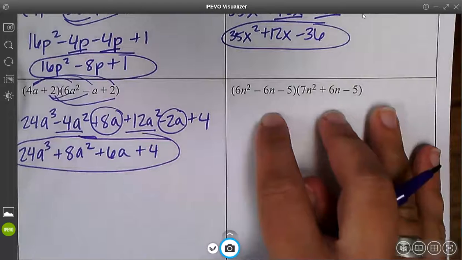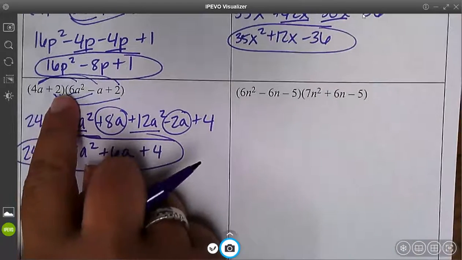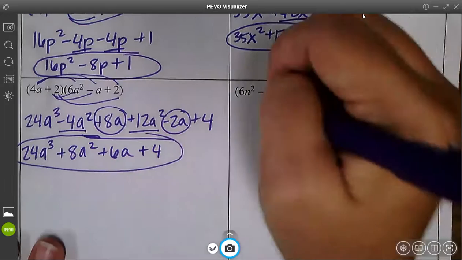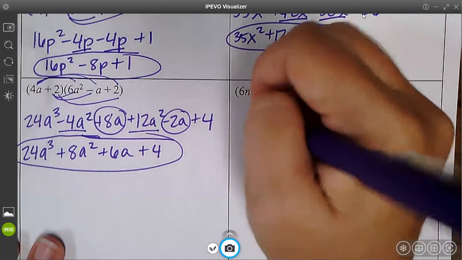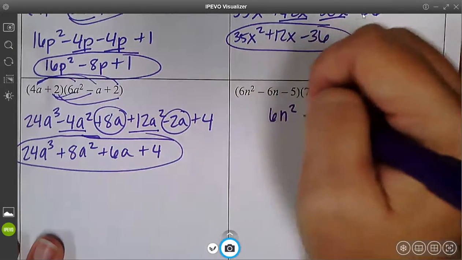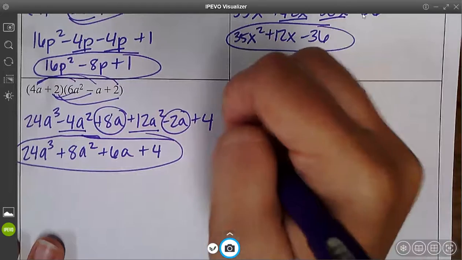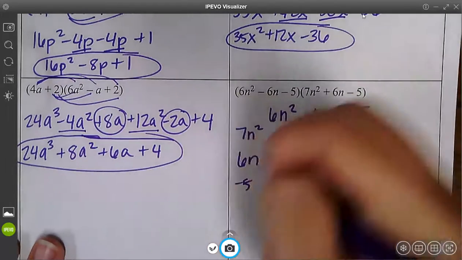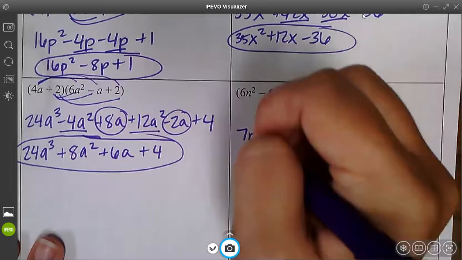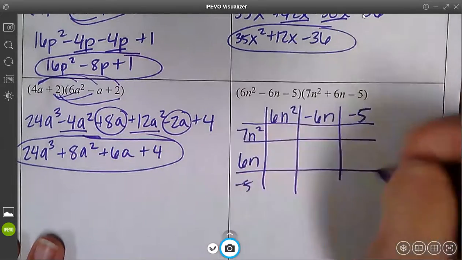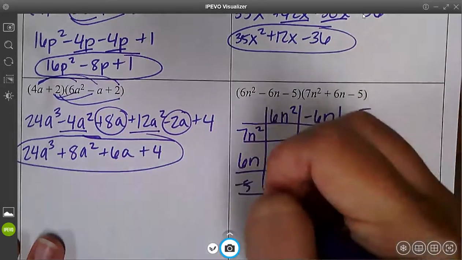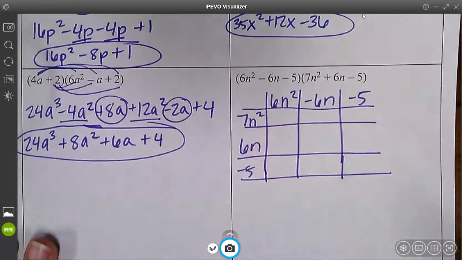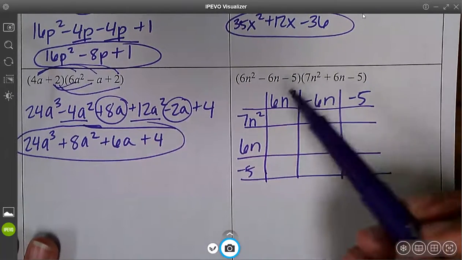When you have two trinomials, you're doing the same thing you're doing here, you're just doing it with one more term. A lot of people like to do it in a box. So we have 6n squared minus 6n minus 5 and 7n squared plus 6n minus 5. A lot of people like to multiply it this way, and that might be a good way for you to keep up and organize. And you can do that with any type and then combine your like terms that way.